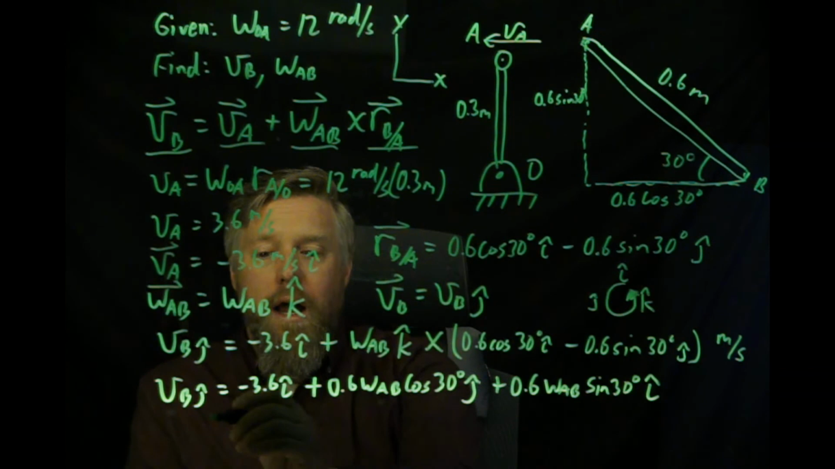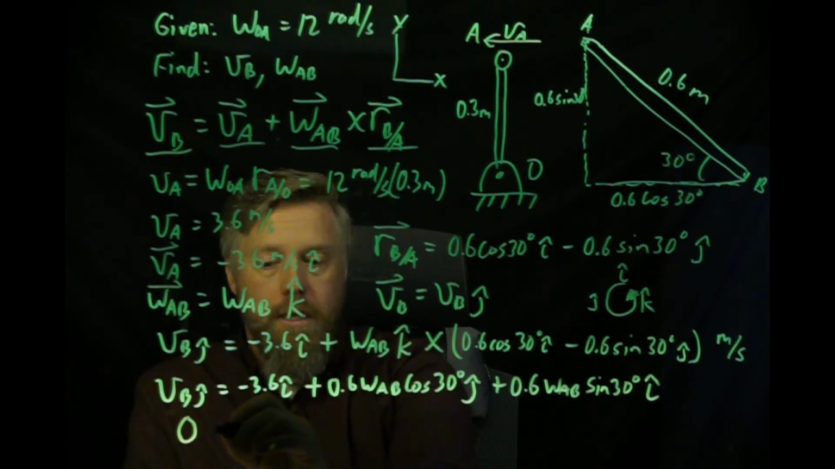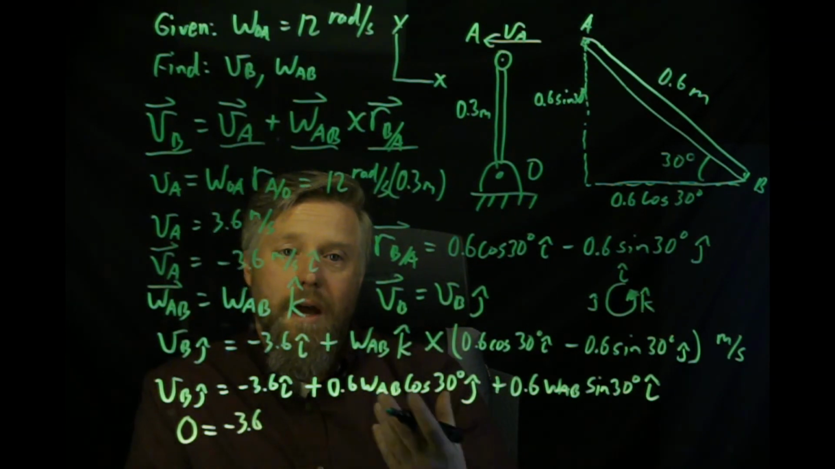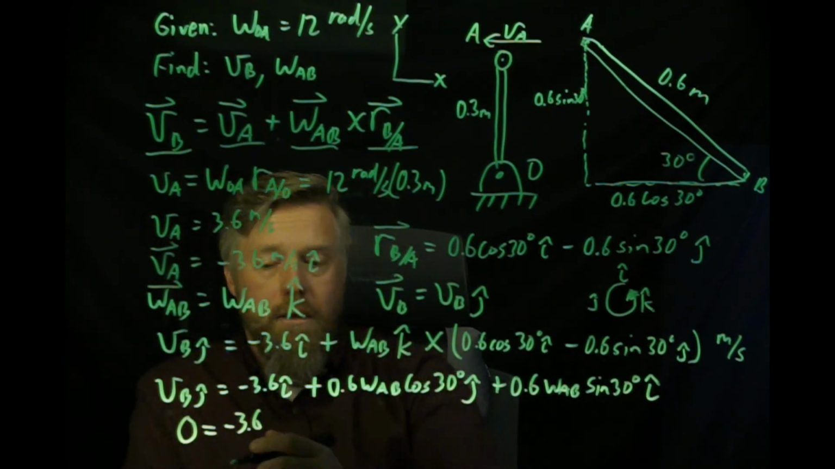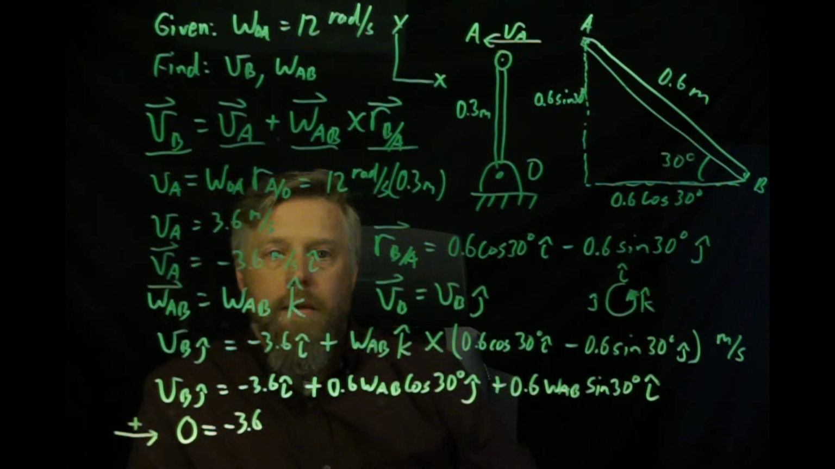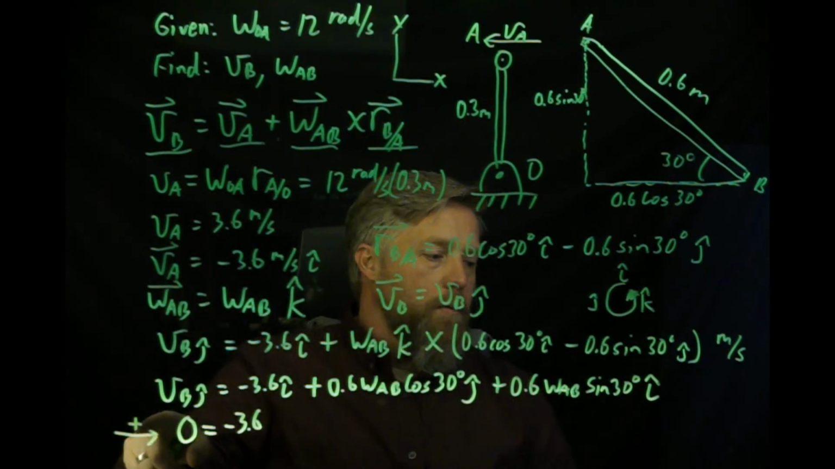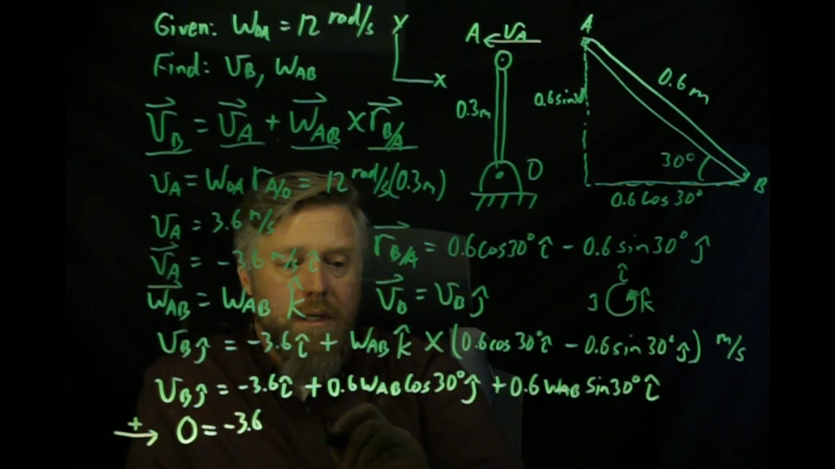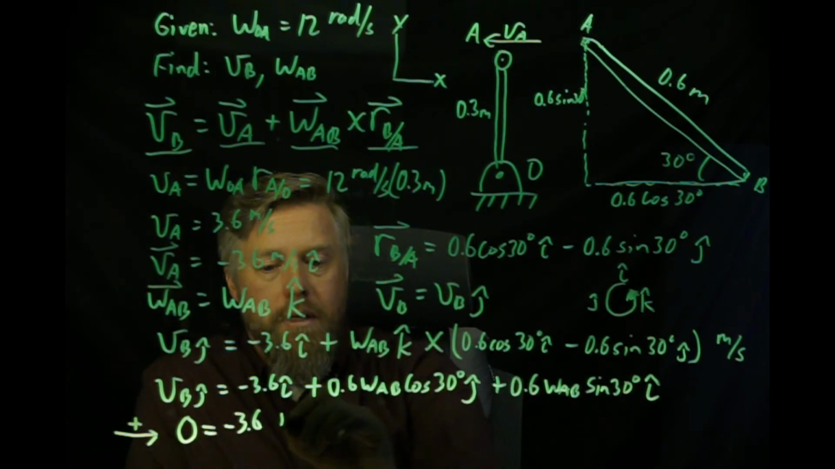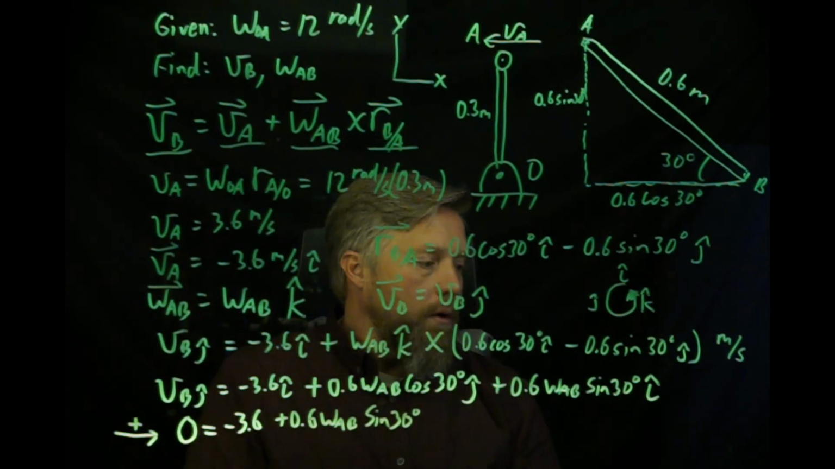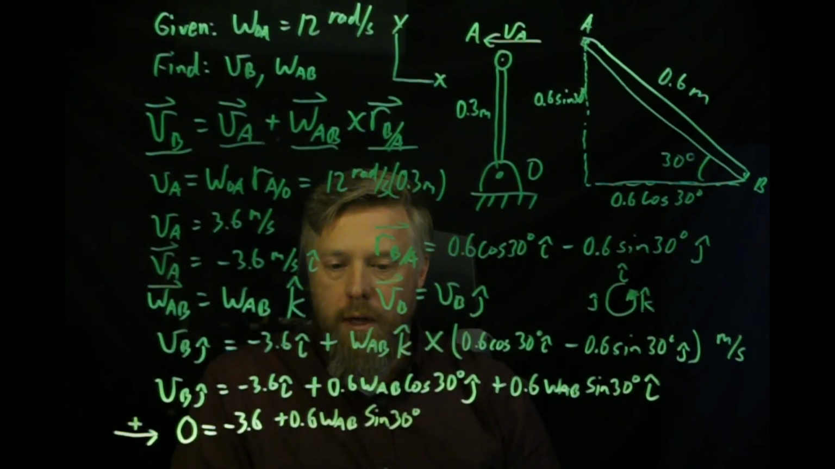On the left-hand side, there's no i's, so we say 0 equals all of the i's, negative 3.6. I'm going to leave the i's out because I'm now converting to a scalar equation. In order to do that, I like to give myself a little reminder. That's my direction for this entire line. That little reminder helps me remember that I removed the direction. I'm now in scalar form. 0 is equal to negative 3.6, plus 0.6 omega AB times the sine of 30. OK, only one unknown in that equation, so we can go ahead and solve for it.